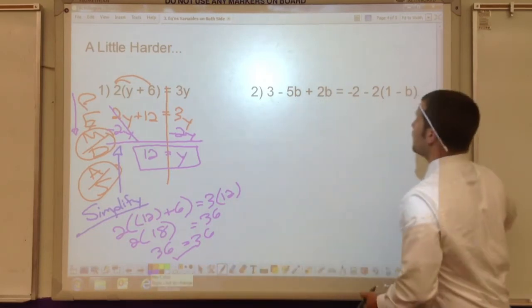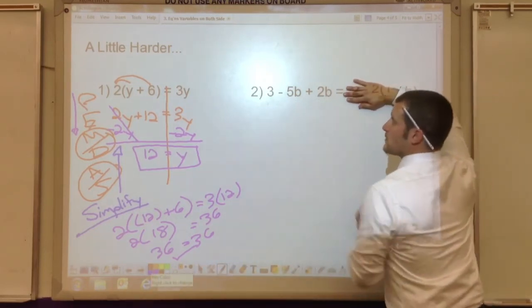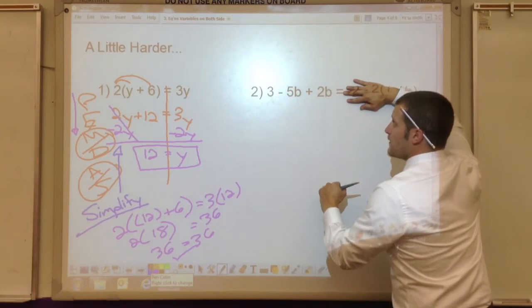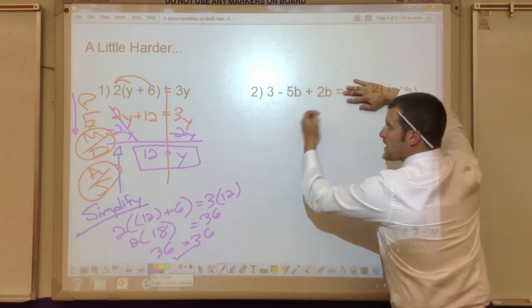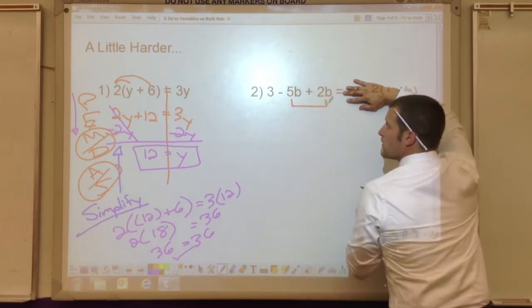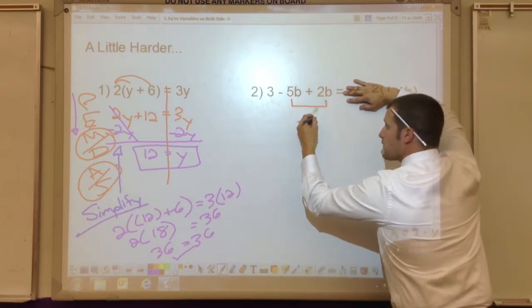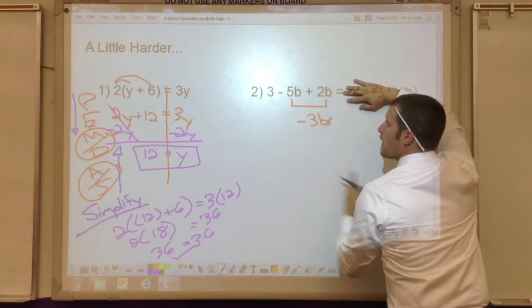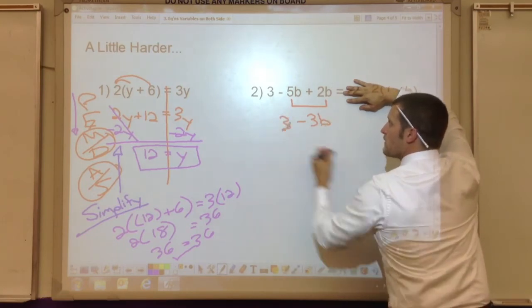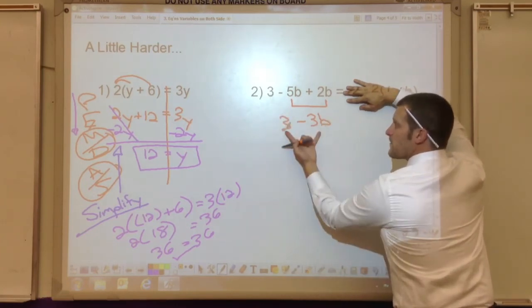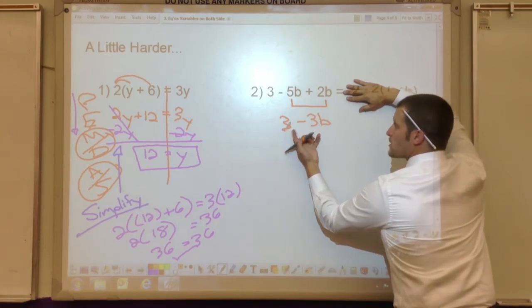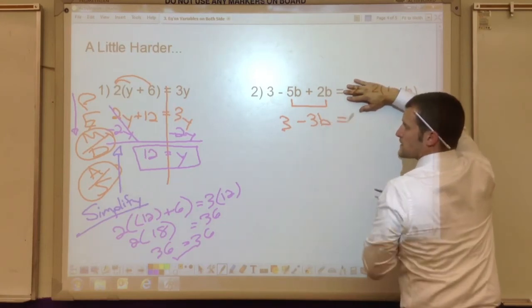So, on the left side of the equals, is there anything I can simplify? Well, yeah, I have b's here and b's there. Add them together. So, negative 5b plus 2b makes negative 3b. I also have this 3 hanging out up there. Can I keep simplifying? No, there are no like terms. That is as simple as it gets.